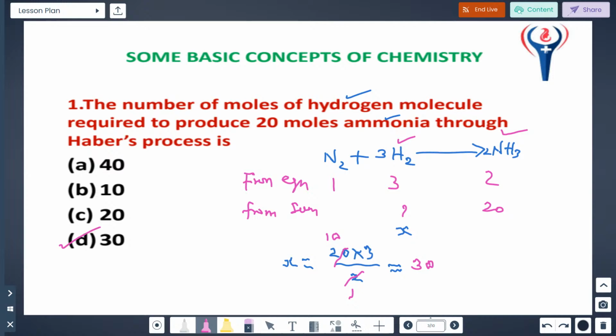Understood? So this kind of sums, I told you, you must know how to frame the equation. How to write the equation, then only you will be able to solve. Understood? Next one.